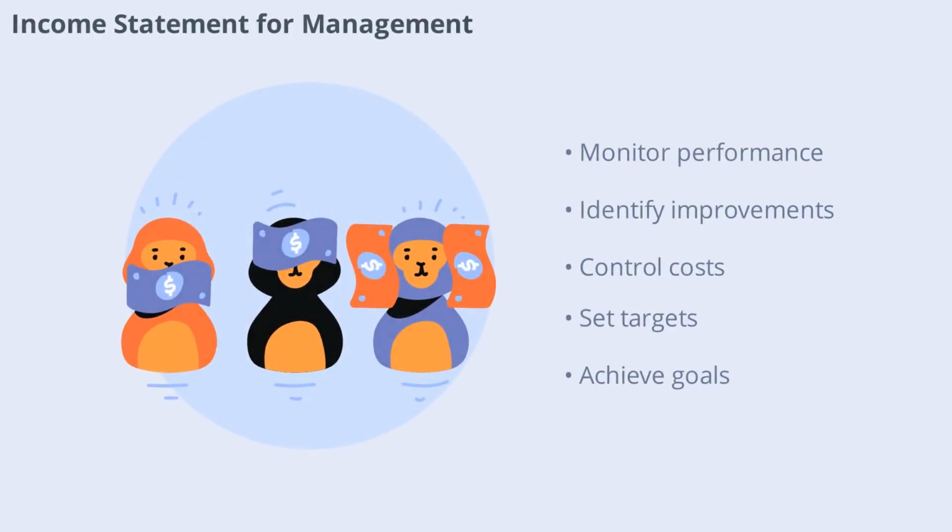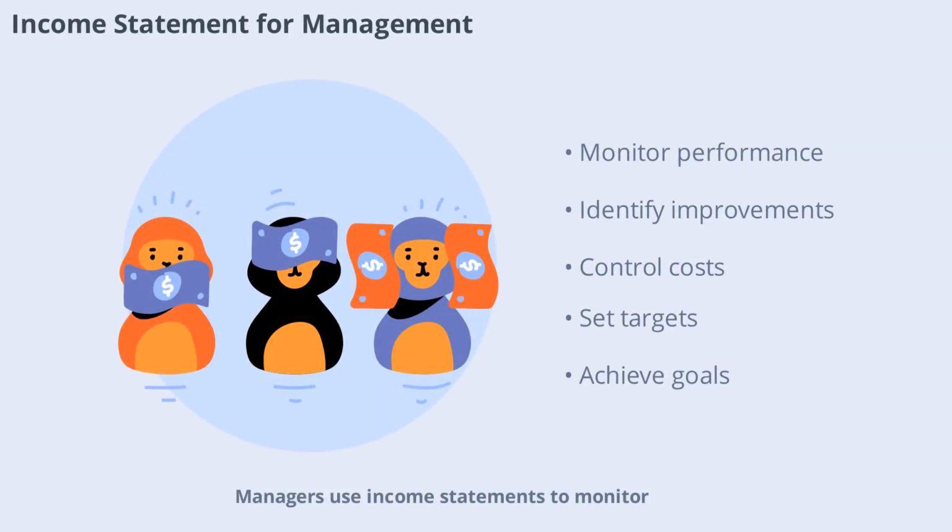Managers use income statements to monitor business performance and make operational decisions. By analyzing revenues and expenses, they can identify areas for improvement, control costs, and set targets. Regularly reviewing income statements helps managers keep the business on track and achieve its goals.